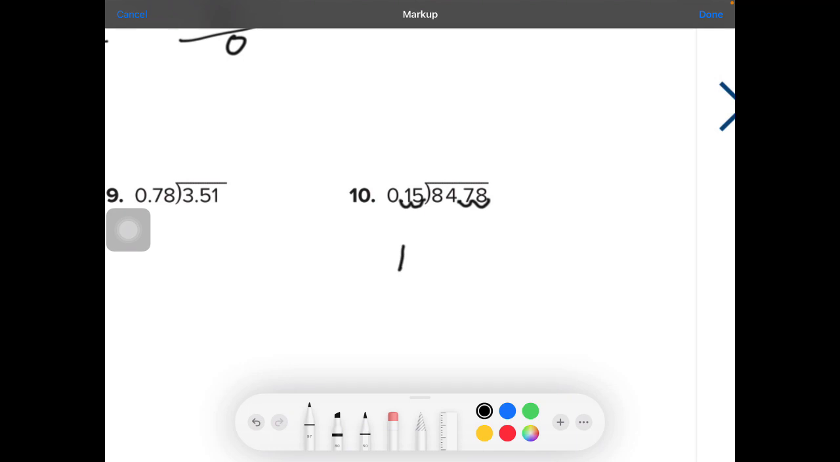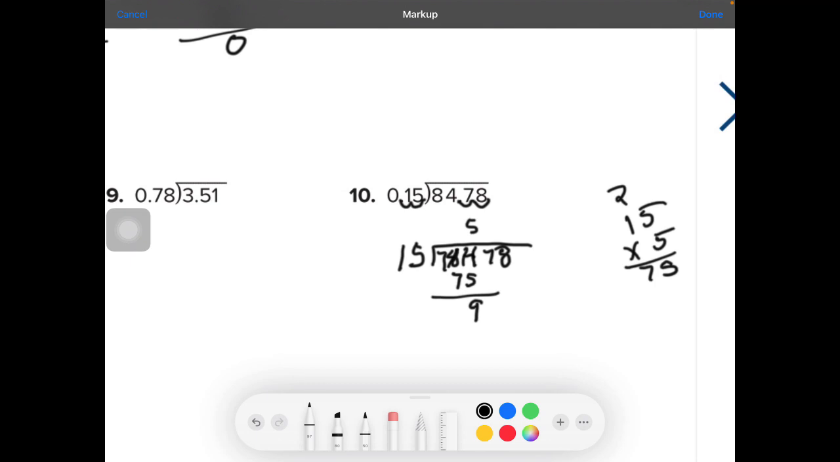Okay, number 10. Oof, let's get rid of that decimal. We need to go over 2 spots. So now we have 15, and then we'll go into 8,478. Okay. 15 will not go into 8, but 15 will go into 84. Let's do 15 times 5-ish and see what we get. 5 times 1 is 5, 6, 7. That's pretty close. So then we're going to do a 5 right here, and we're going to do 75.